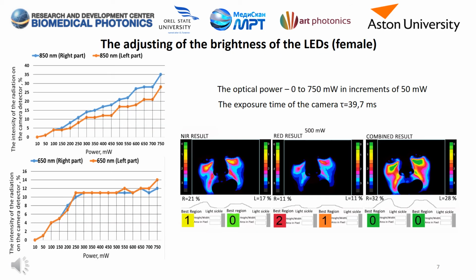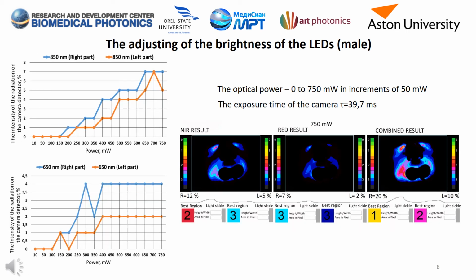To determine the power range sufficient for visualization of pathology in male and in female, 20 patients were studied with a change in the optical power of radiation from 0 to 750 mW in 50 mW increments. The camera exposure time did not change. The analysis of the obtained results showed that in healthy female volunteers, the maxillary sinuses were visualized in the range of the optical power of LEDs equal to 300 to 1500 mW.